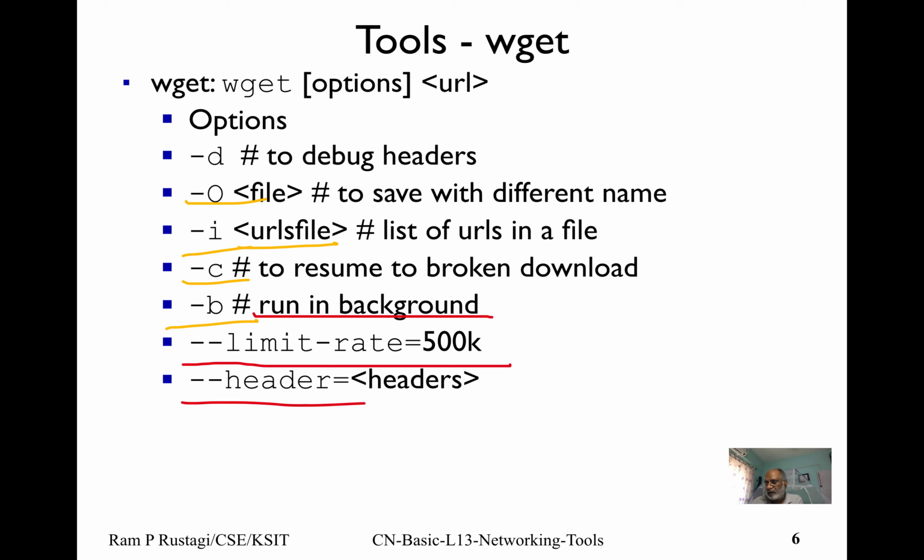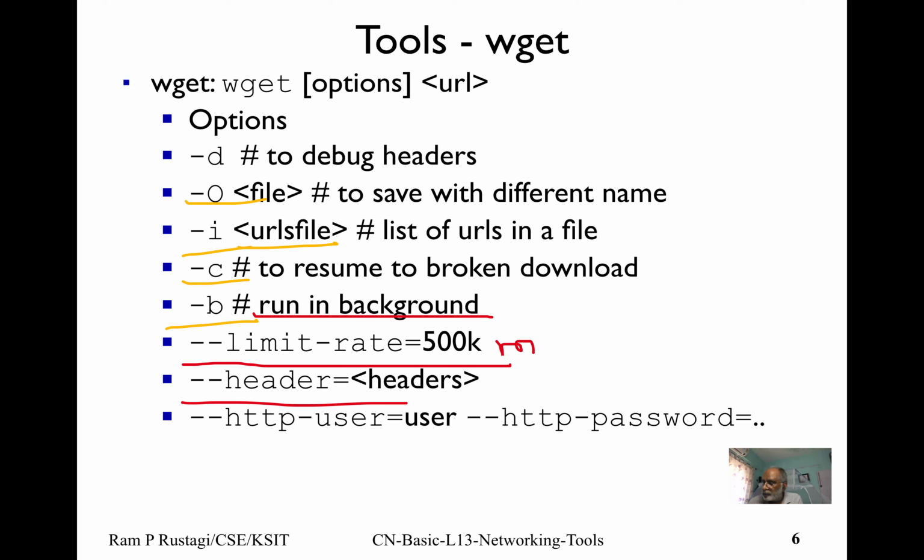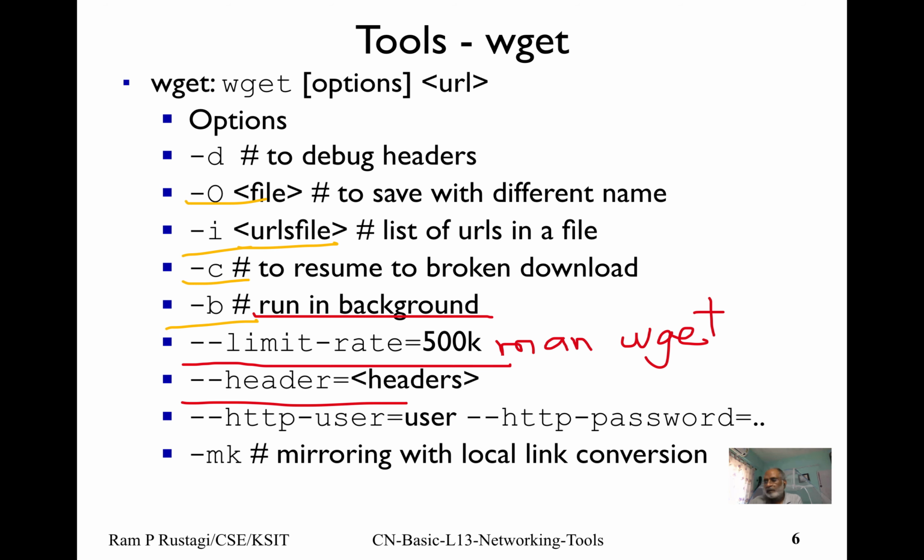And to pass a custom header, you can use this. There are a number of other options. To understand the options, I would say use man wget and you'll get the man page, or you can say info and get these details. So let's understand how to use wget in our normal basic uses.